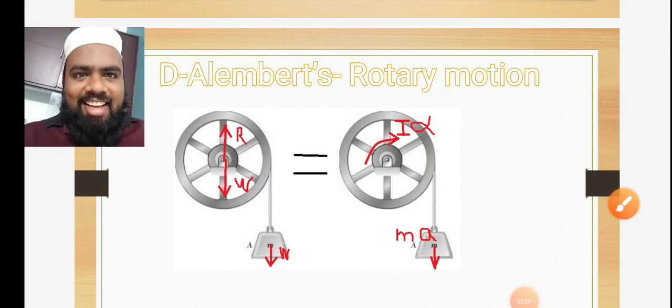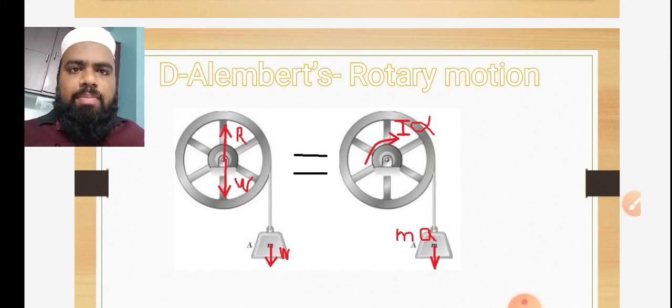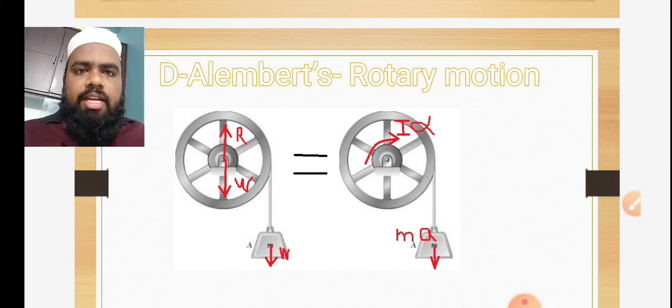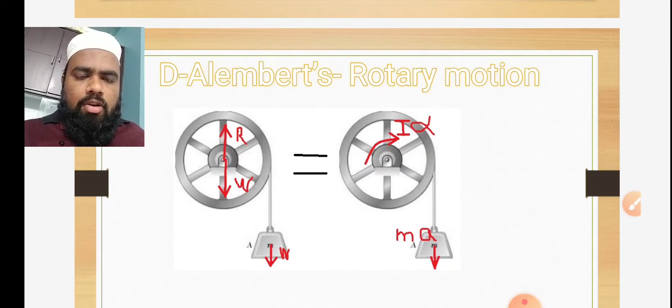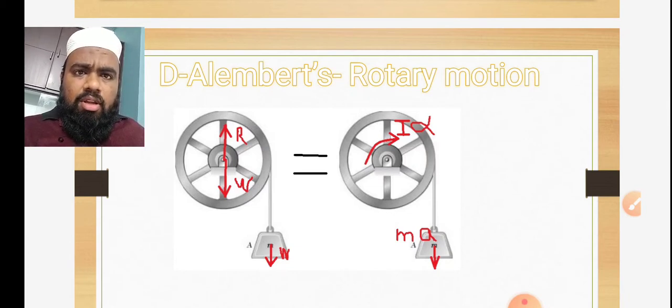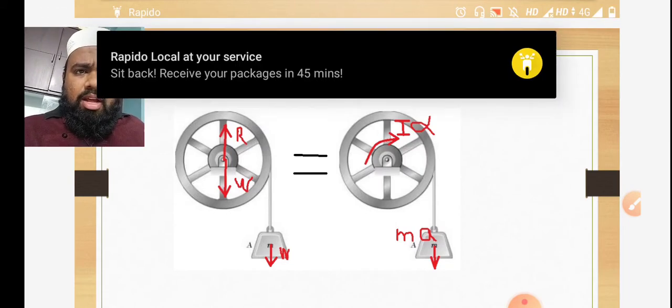Okay, hi again. So we see D'Alembert's principle for rotary motion. Just now we have completed in the previous video D'Alembert's principle for linear motion. This is nothing but D'Alembert's principle for rotary motion, fixed rotation. We can call it fixed rotation. So for linear motion, Newton's second law will be F is equal to ma. Now for rotation, we consider M is equal to I alpha.